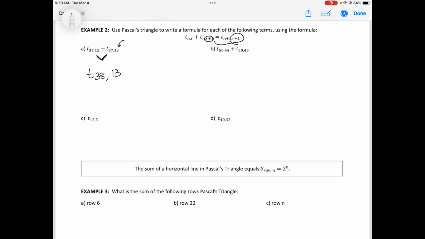Okay, term 50, 44, and then 50, 45. So the next row is 51, and the next term is going to match. That's the 45.